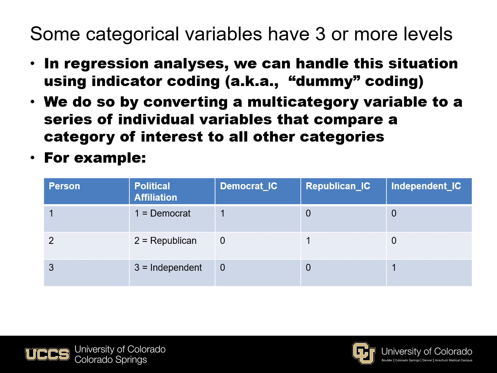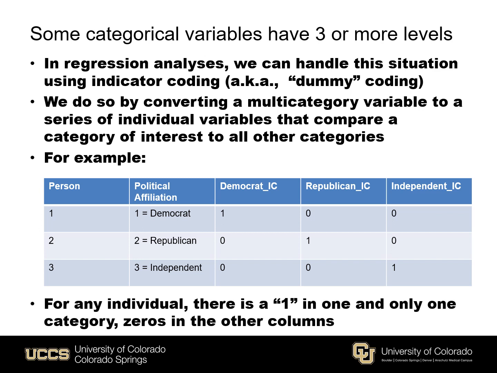Likewise, person 2 is a Republican, so they only have a 1 in the Republican column and a 0 everywhere else. And the independent person only has a 1 in the independent column and a 0 everywhere else. So to sum up, for any individual, there is a 1 in one and only one category, and they have zeros in all the other columns.